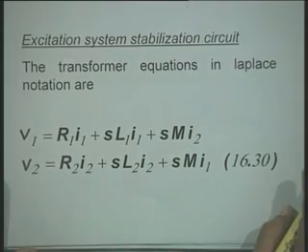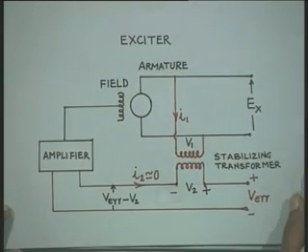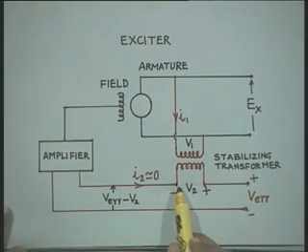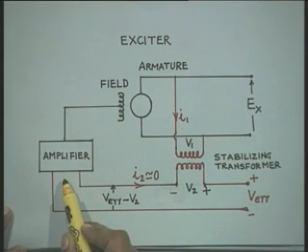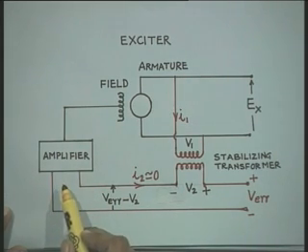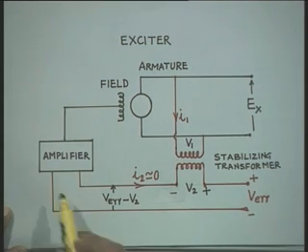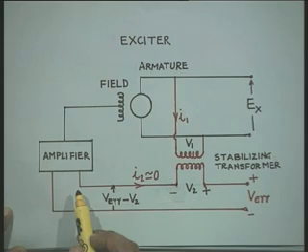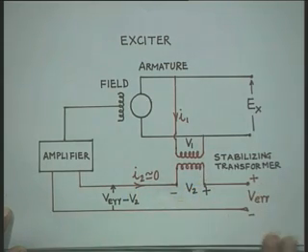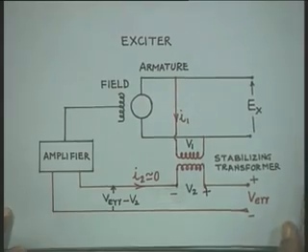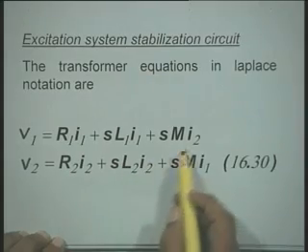Now, here one important thing which we have to observe is that the current I 2 which flows in the input of the amplifier is very low. Any electronic amplifier or whatsoever type of amplifier we look for, their input impedance is very high. And therefore, the current I 2 is practically equal to 0.